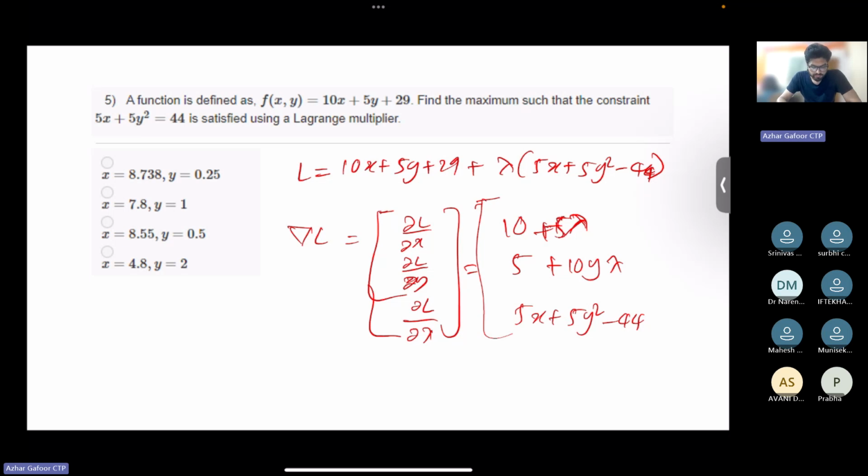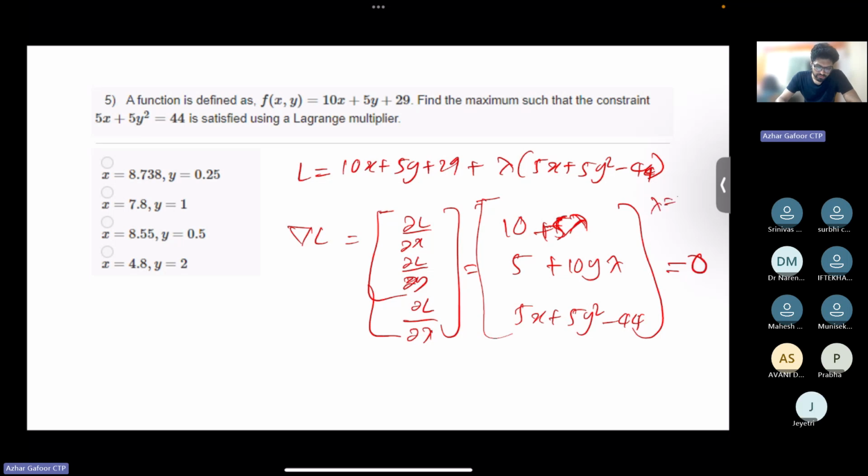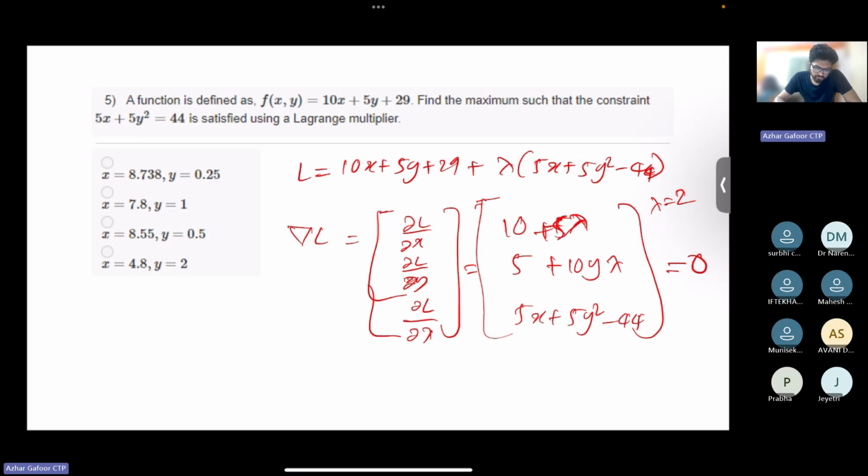So we can substitute for lambda. So we have to equate this to 0. If you find lambda from the first equation, we get lambda is equal to 2. Then from the second equation, we get y equal to 0.25. And then from the last equation, we can find x, which will be approximately equal to 8.73. So option A is the correct answer.